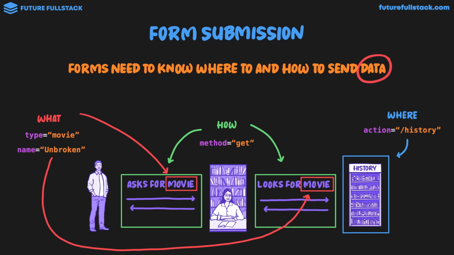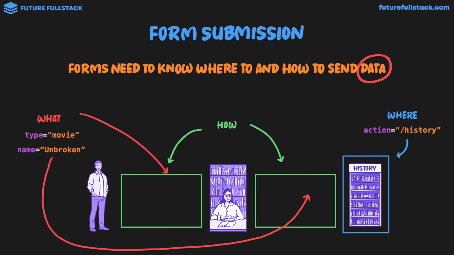Now movie is just acting like another type, like type equals email or type equals password. But the point of showing you this is that just like you can ask to borrow a book or movie, so too in web development, you could ask to see different data, like a list of email addresses or a list of telephone numbers.